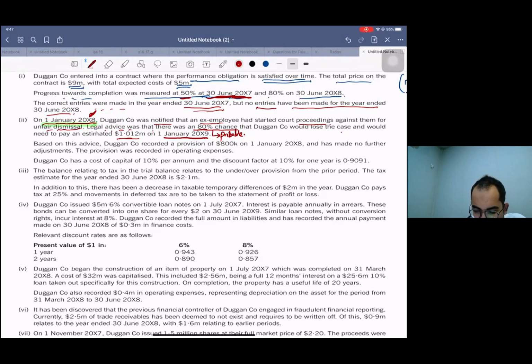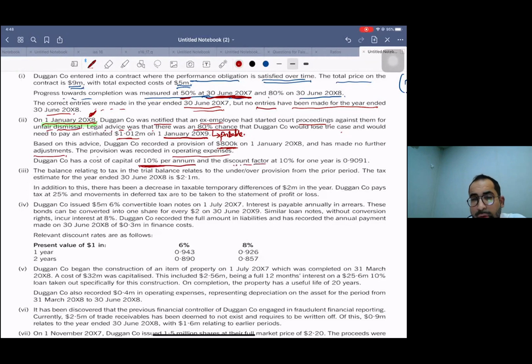Based on this advice, Dugan Company recorded a provision of 800k. Let me check, we need to check the present value. If this is 800k, then it's okay. Otherwise, we need to do an adjustment. Only 800,000, and has made no further adjustment. The provision was recorded in operating expenses. Okay, no issue.